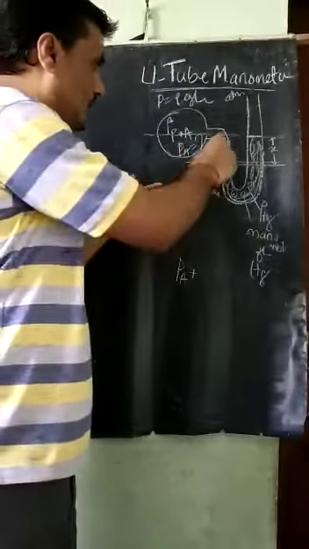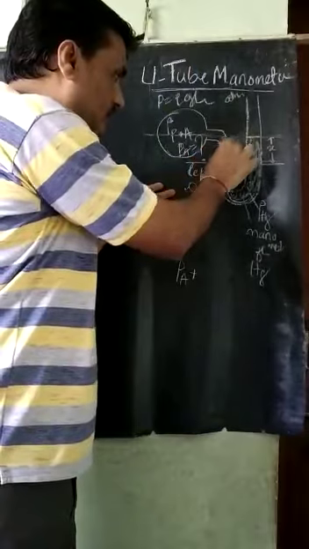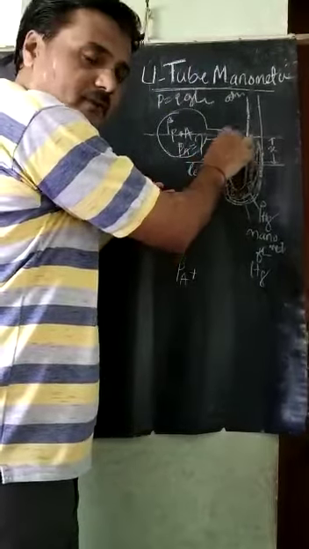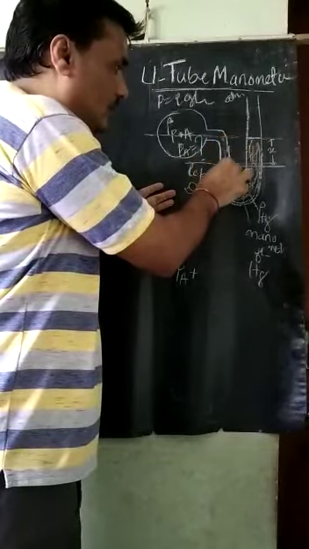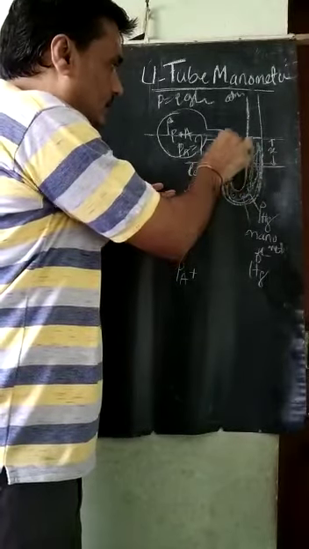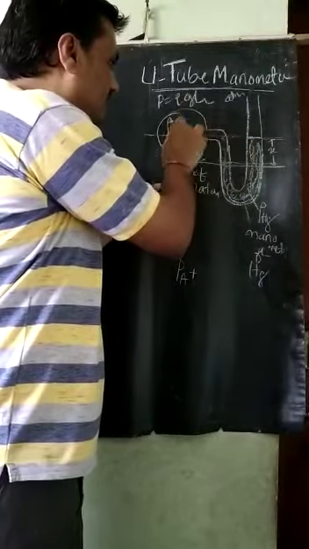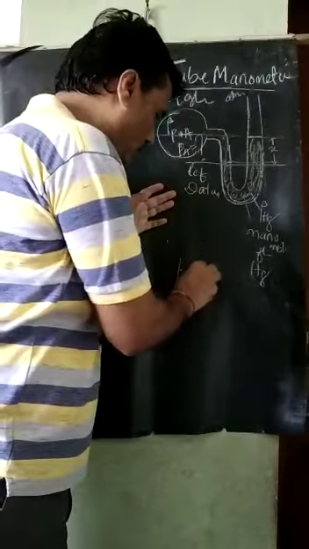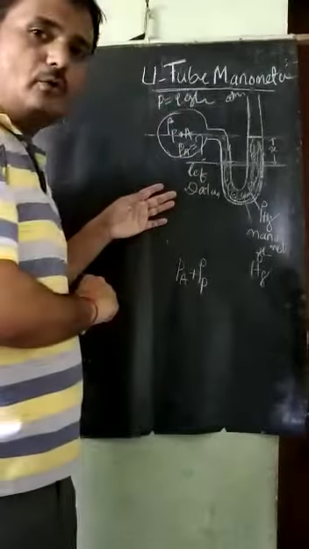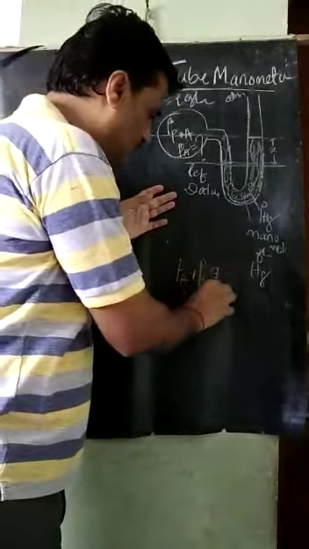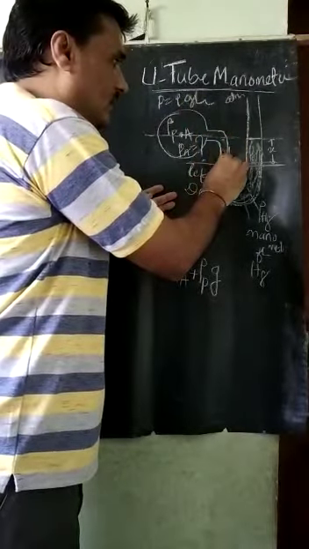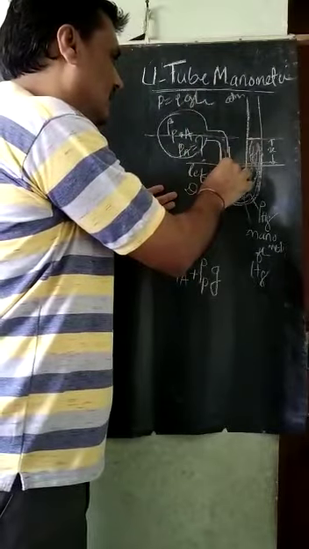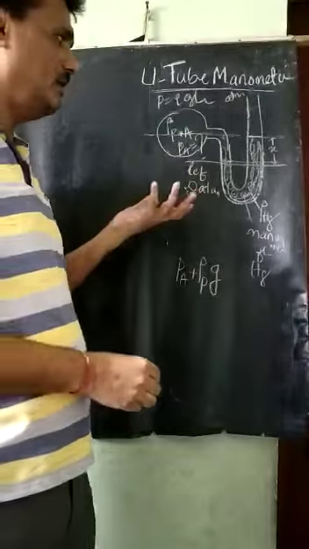So what is rho here? The rho of this pipe fluid in the left column, from the central axis of the pipe to this lower level, the datum line. The density of this pipe fluid is rho P, right? Rho P into g into h. h is this height, and this height should be given here.